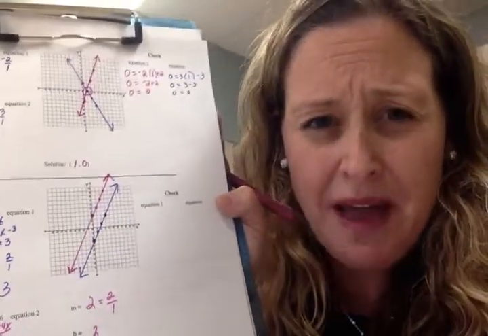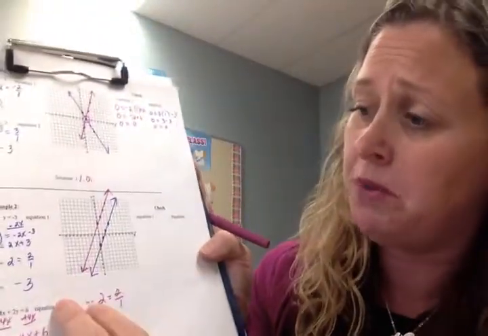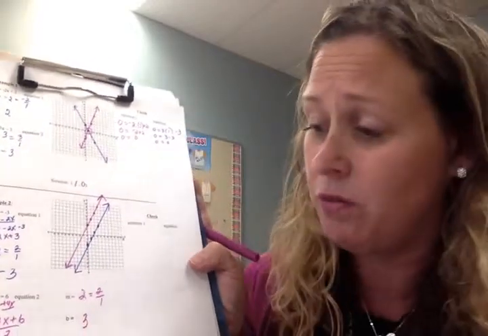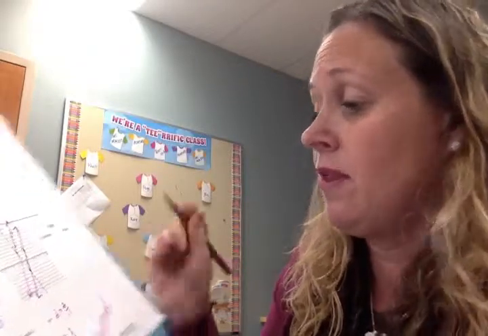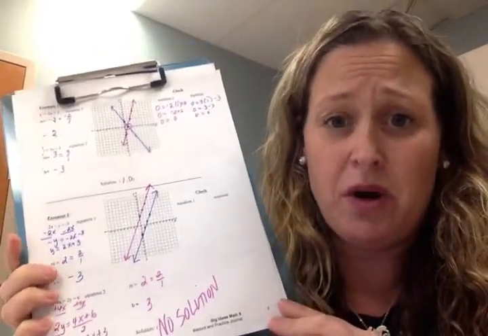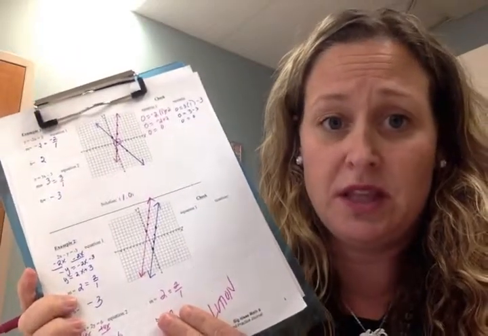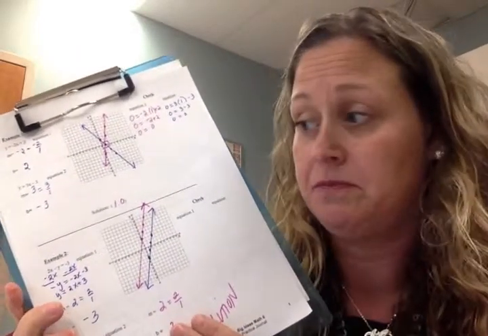I'm going to connect my dots. What do you notice about those two lines? Those lines are parallel lines. They have the same slope. So this is going to have no solution. It doesn't intersect anywhere. So there is no solution to this linear system.